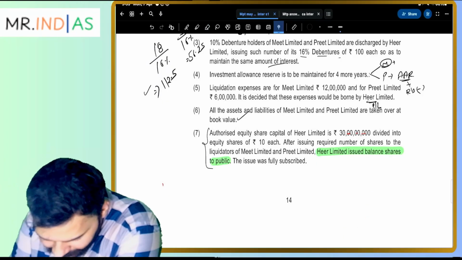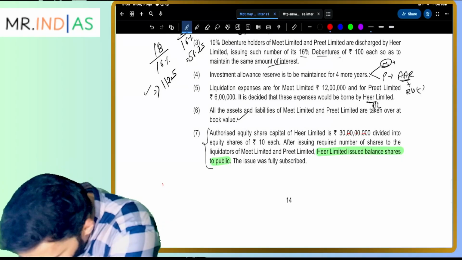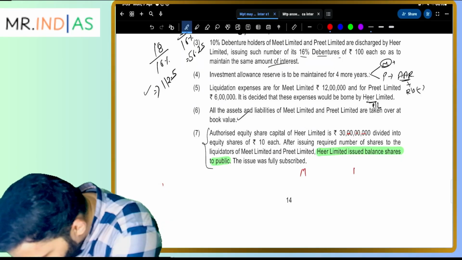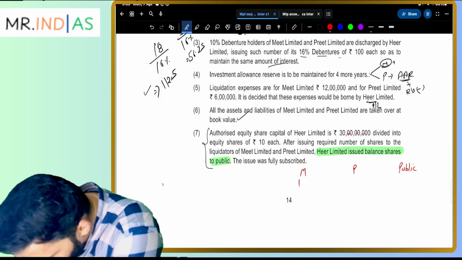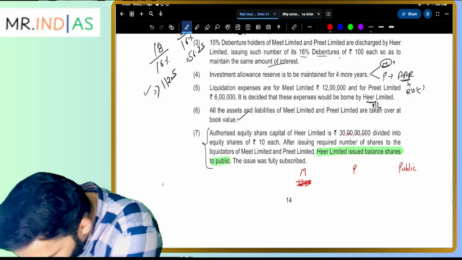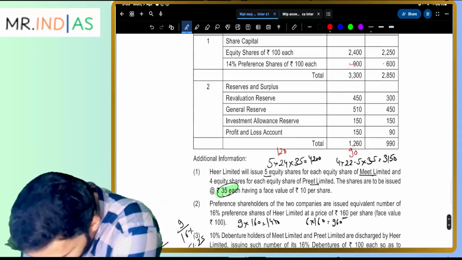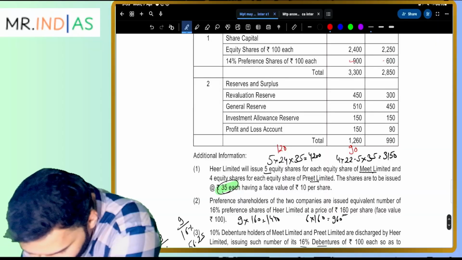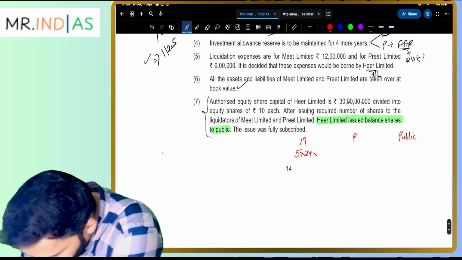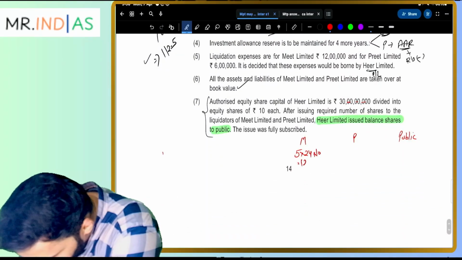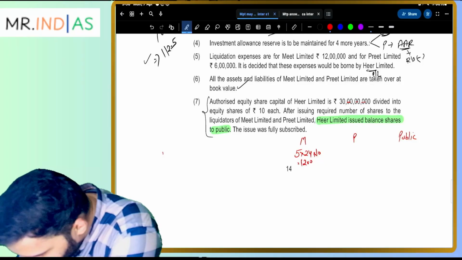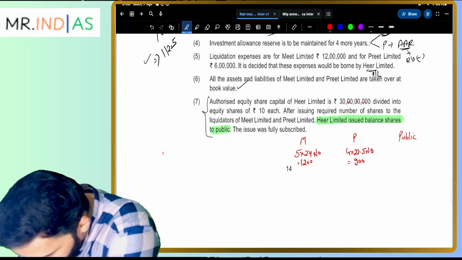So let us calculate how many shares are issued to public. So for Meet, for Preet, and for public. For Meet, there are 1200 shares issued. How do I calculate 1200? 5 into 24, or 120 shares into 10 each, into 10. 1200 shares for Meet. For Preet, 4 into 22.5 into 10. For Preet, 900 shares, and the balance for the public.